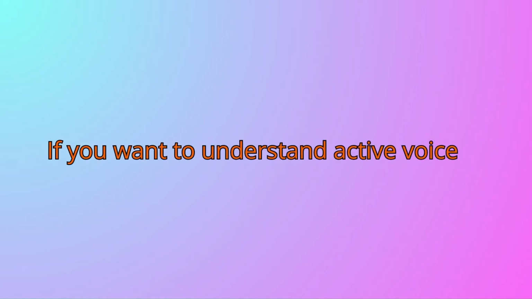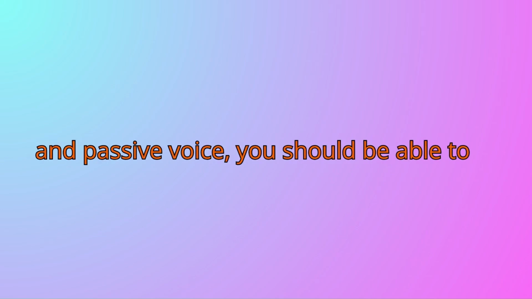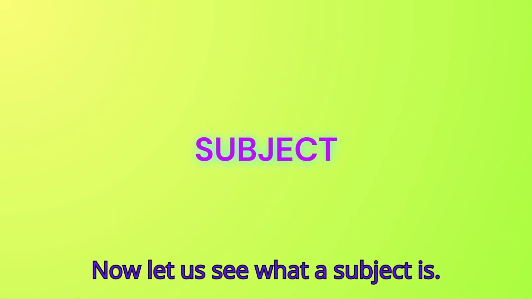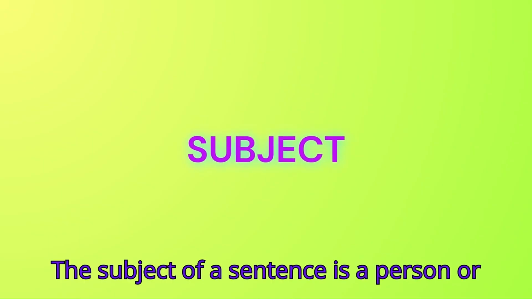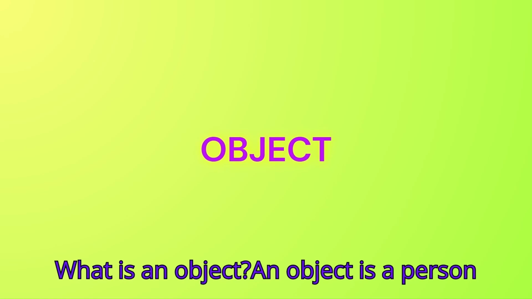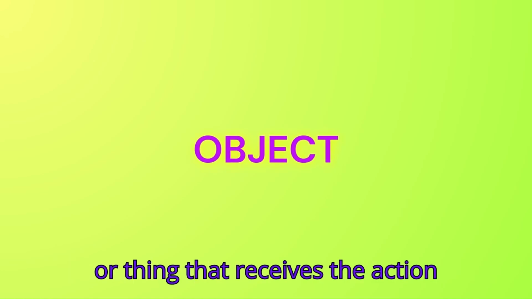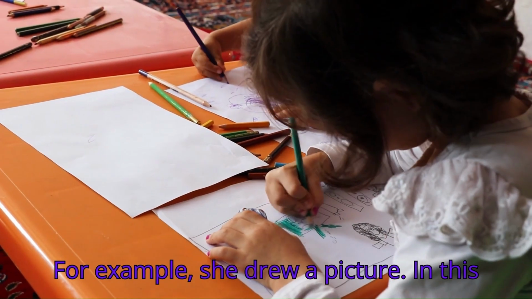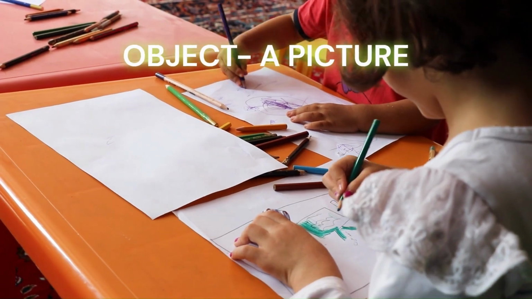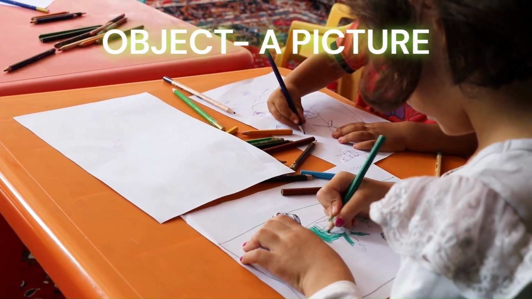If you want to understand active voice and passive voice, you should be able to identify the subject and object in a sentence. Now let us see what a subject is. The subject of a sentence is a person or thing about which something is said in a sentence. What is an object? An object is a person or thing that receives the action performed by the subject. For example, she drew a picture. In this sentence, the subject is she. The object is a picture.